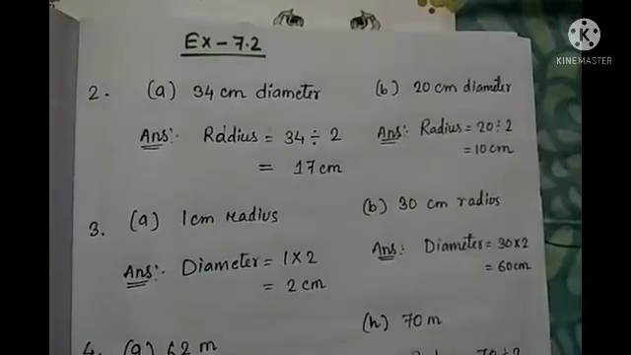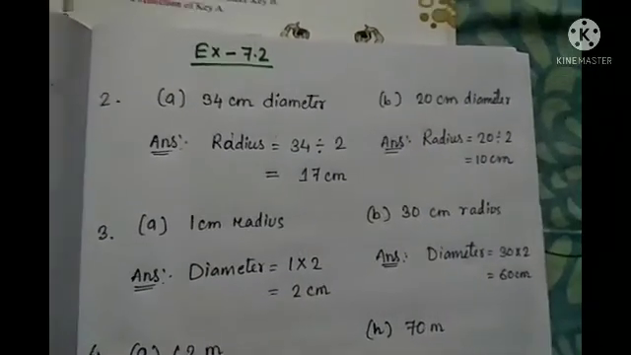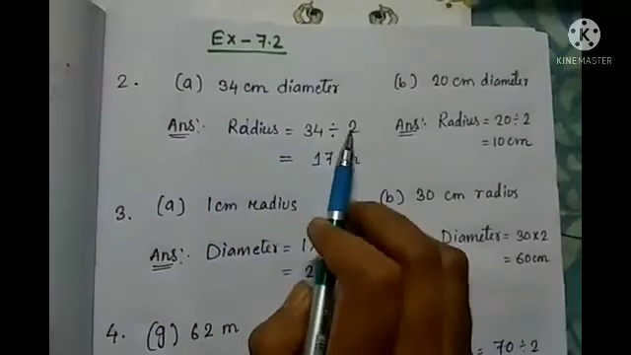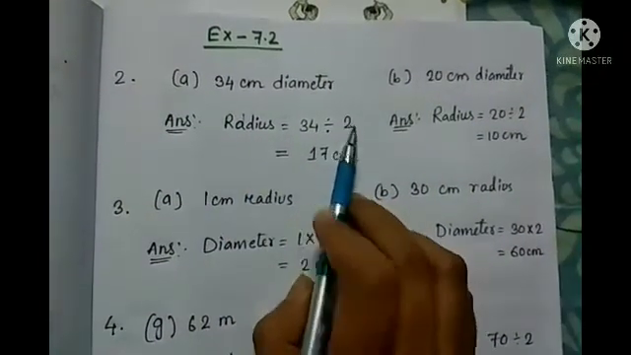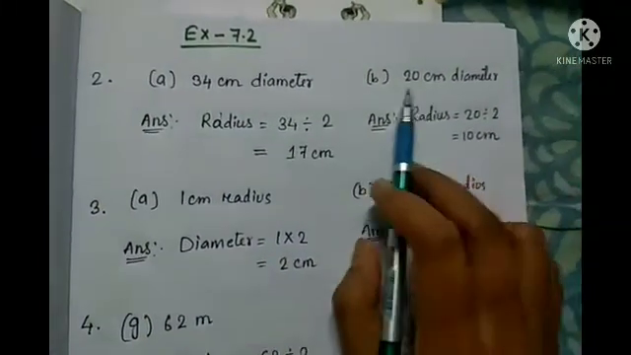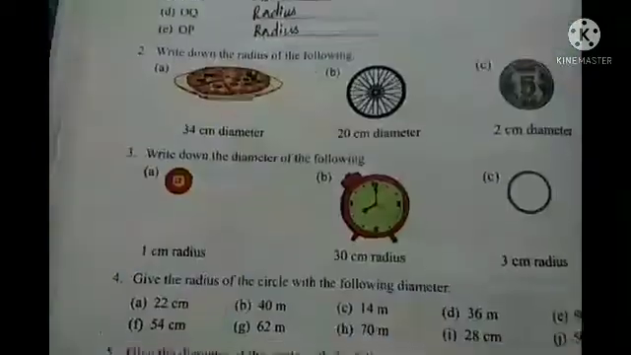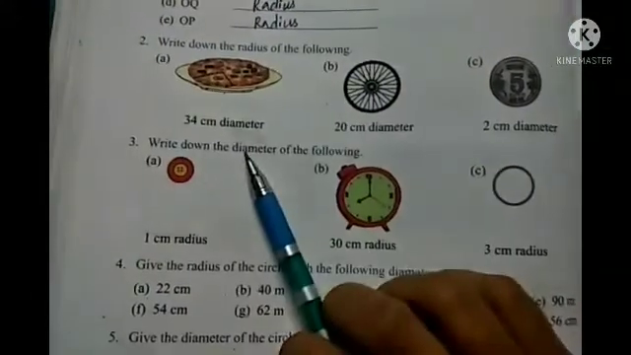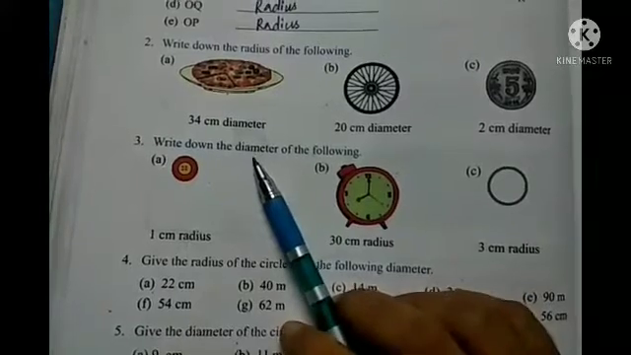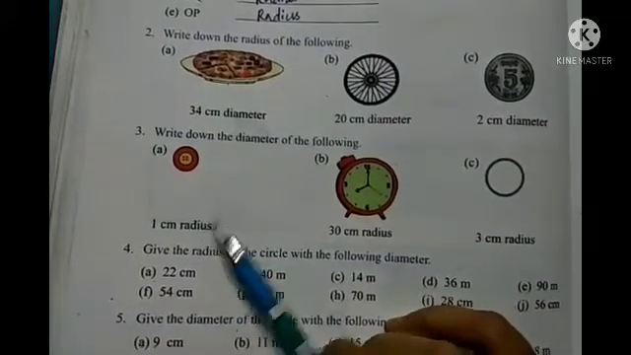So here you can see students, A number I am doing, 34 centimeters. So in case of radius, we need to divide it by 2, then we can find out the radius, right? So 34 divided by 2 will be 17 centimeters, and B number, it will be 10 centimeters.